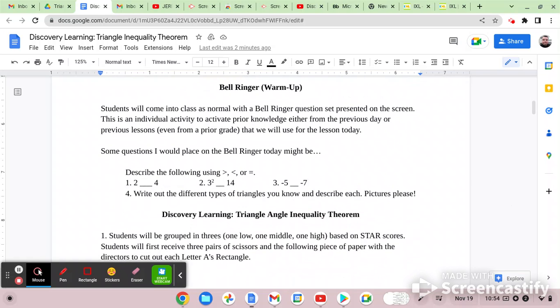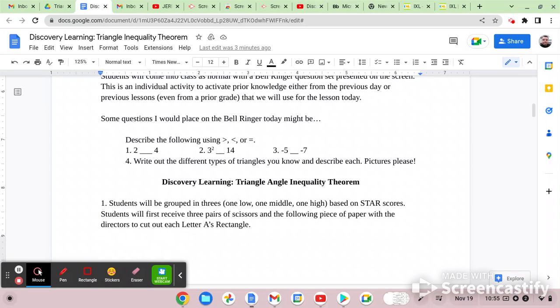With our warm-up, our bell ringer, students will be used to this. This is something that we do every day. They're just going to be recalling use of our inequalities or equal sign. So they're going to be on 1 through 3, seeing if it's greater than, less than, or equal. And then number 4, just listing out what they know about triangles. Maybe it's isosceles, maybe they'll say something is right, and they'll describe a little bit about those. That gives the students a little bit of context that we are going to be focusing on triangles, so they'll need to recall everything they know about their sides.